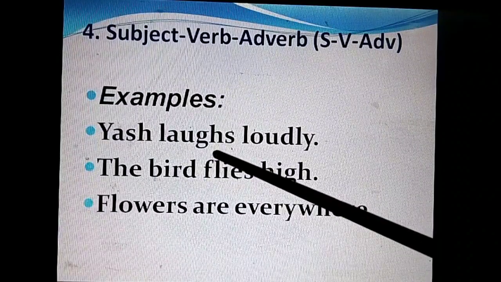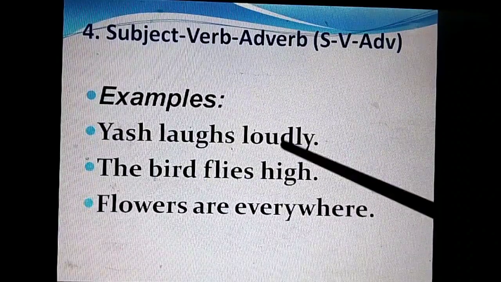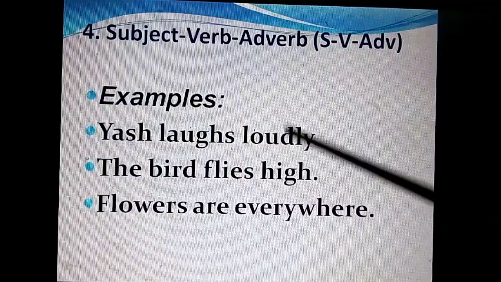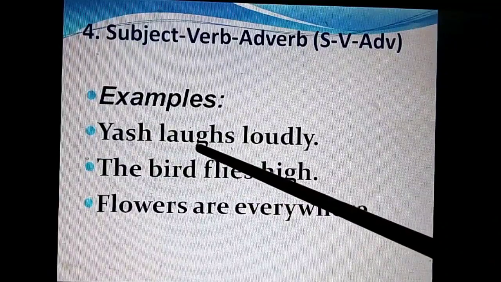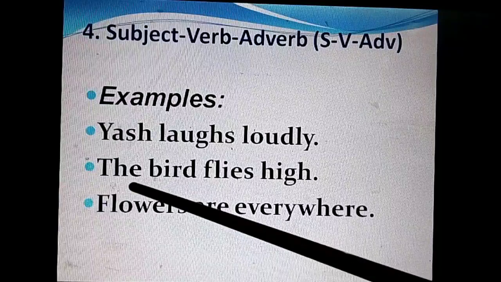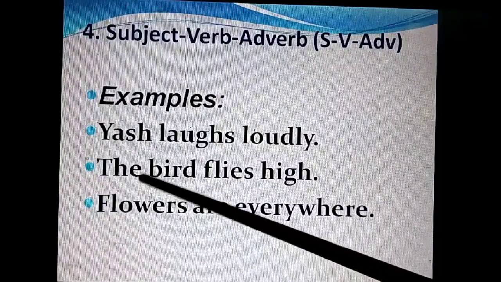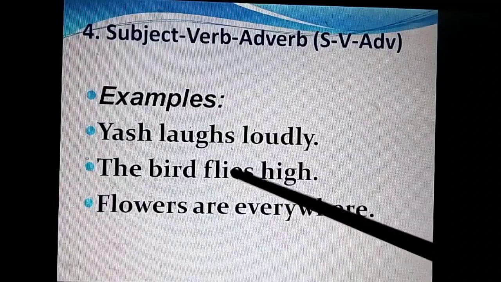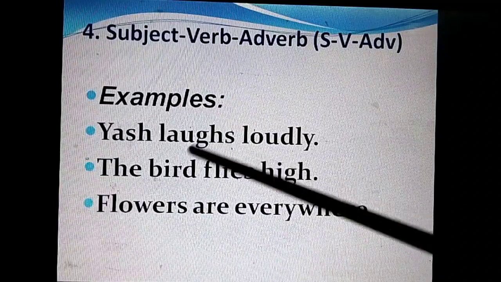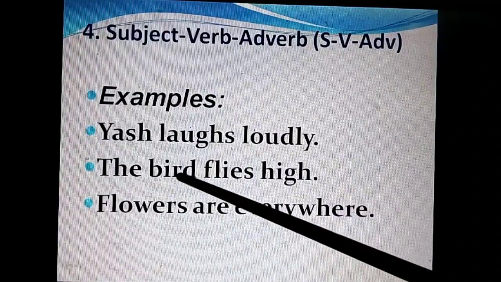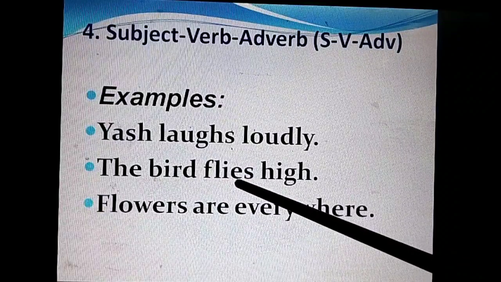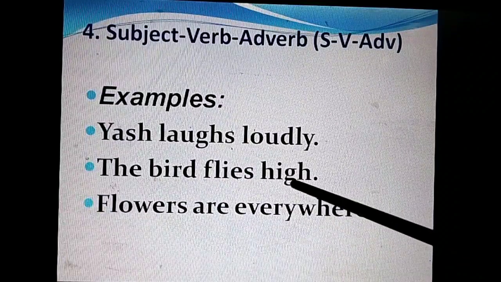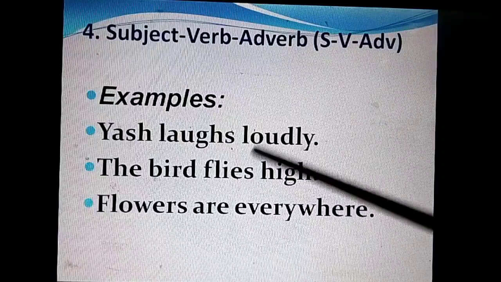So Yash laughs loudly. How does Yash laugh? Loudly. So it's subject, verb and adverb. Second one, the bird flies high. Subject, the bird, flies, finite verb, and high, and it is the adverb.